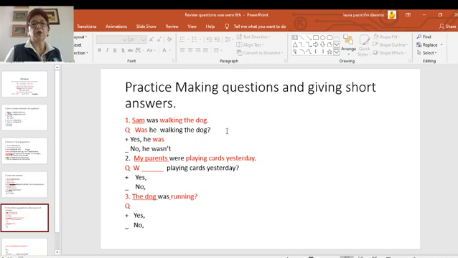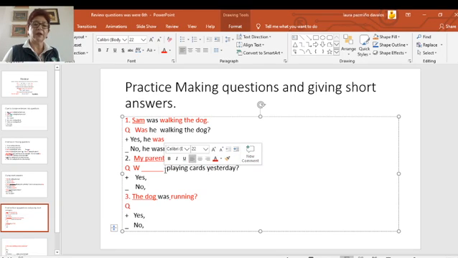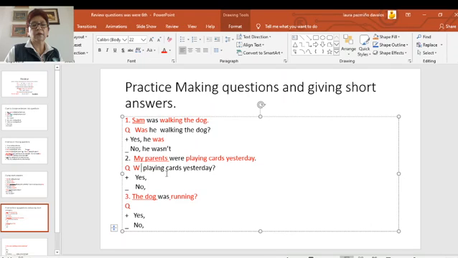Sam was walking the dog. Was he walking the dog? Esto es para hacer juntos ahorita. Okay. My parents. Instead of my parents, ¿qué pondríamos? Which subject pronoun? What do you think? ¿Cómo pondríamos my parents? Vamos a hacer la pregunta. Which subject pronoun for my parents? Plural. They. Were they playing cards yesterday? Respuesta. Short answer. Yes, viene el subject. They were. Period. No, they. Negative form: weren't.